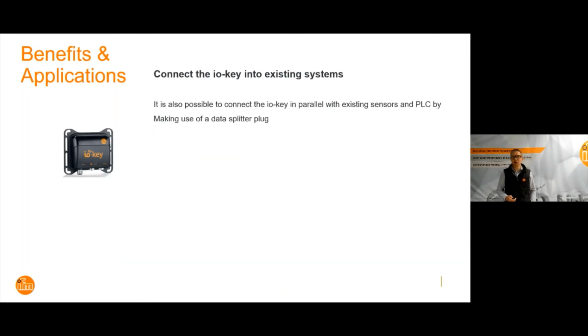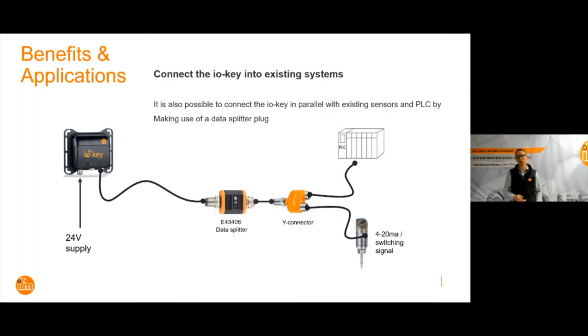And lastly, what if I wanted to connect the Ioke into an existing loop that is already between a sensor and a PLC? I would like to make a specific unique sensor remote monitoring possible. So I already have some sensors out in my plant, and I would like these sensors to be utilized in a remote monitoring application. So we make use of what we call the data splitter plug in this case.